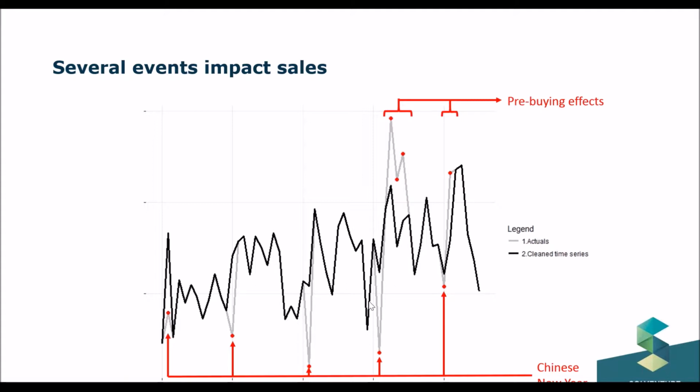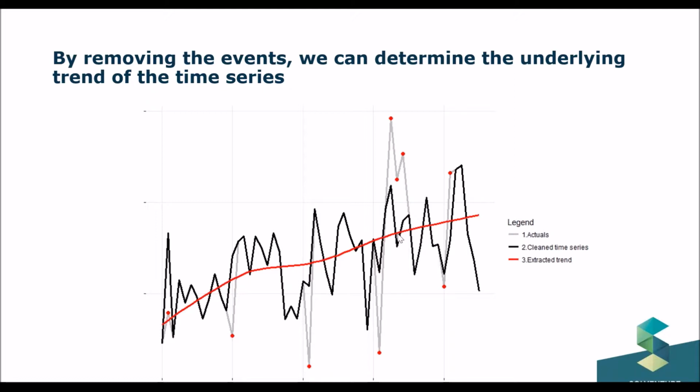Clearly, for this type of sales pattern, if there are some known effects like Chinese New Year and pre-buying effects, you really want to first take them off the time series before you start looking for the matching macroeconomic indicators. And that's what you see here. If we would not remove these effects, then we would stick to the gray sales curve. By removing the effects, we reveal the underlying black cleaned time series.